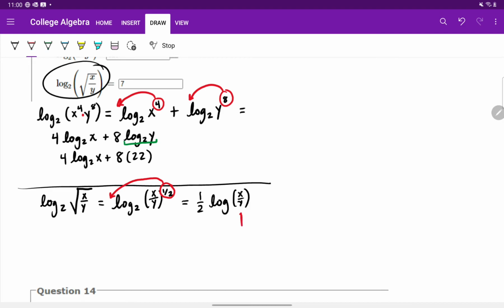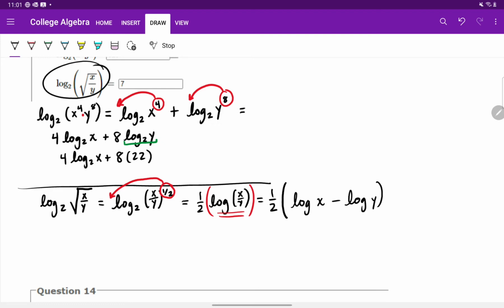Now, to split this into two different logarithms, because it's division, we have to use our division rule. So we would rewrite this as 1/2. These parentheses are very important. This 1/2 is in front of this entire logarithm. So when we split this logarithm into two pieces, it's going to be inside the parentheses and the 1/2 is still being multiplied to both pieces. So it would look like this. Log of x minus log of y in parentheses.